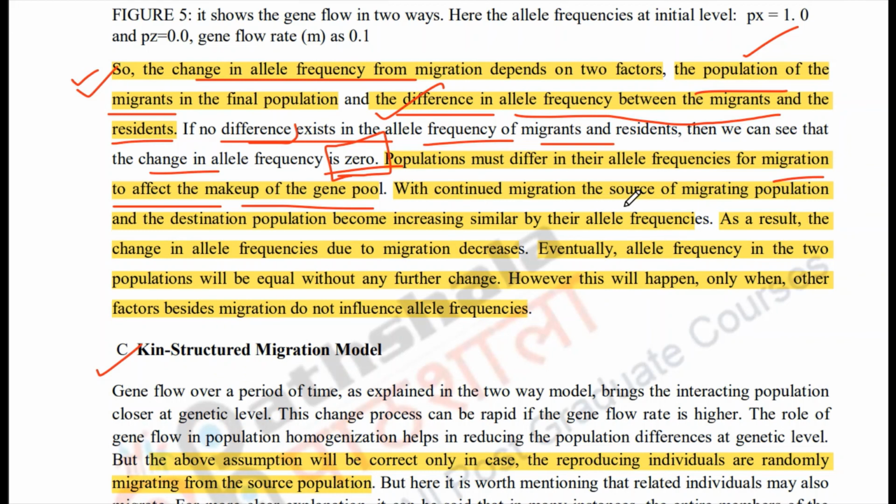With continued migration, the source population and the destination population become increasingly similar in their allele frequencies, and as a result the change in allele frequencies due to migration decreases. So eventually the allele frequencies in the two populations will be equal without any further change. However, this will happen only when there are no other factors besides migration influencing the allele frequency. So definitely, in regard to the assumptions given for this model, only in those regards are these factors going to apply.